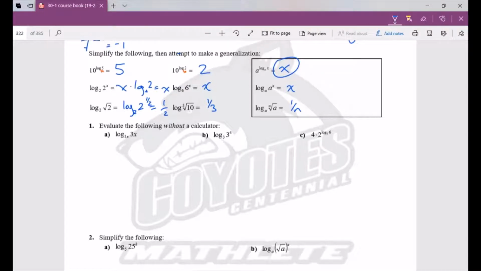Evaluate the following. Log 3x base 3x. Super easy, it's just 1. Logarithm of 3 to the 4 base 3. It's just equal to 4.